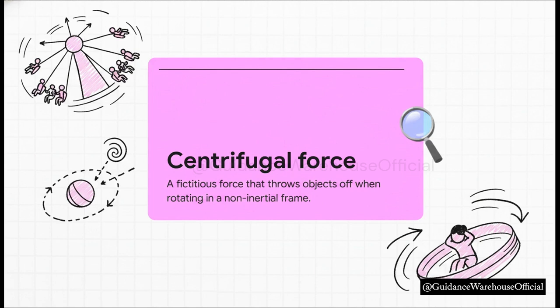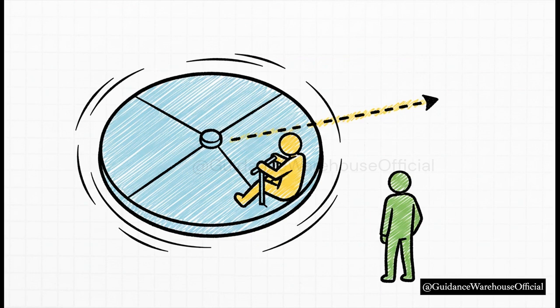You instinctively brace yourself. You hang on tight to fight it. But remember our rule. Because you are in a rotating, accelerating reference frame, this outward pull is just an illusion. The truth? It's just inertia. If I'm standing on the playground watching you spin, I do not see any mysterious force pulling you outward. I just see your body trying to travel in a straight line, right off the ride.